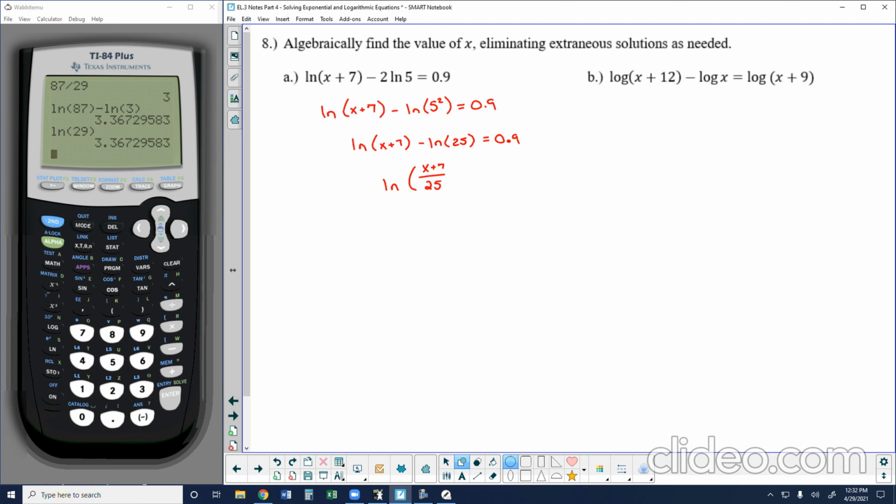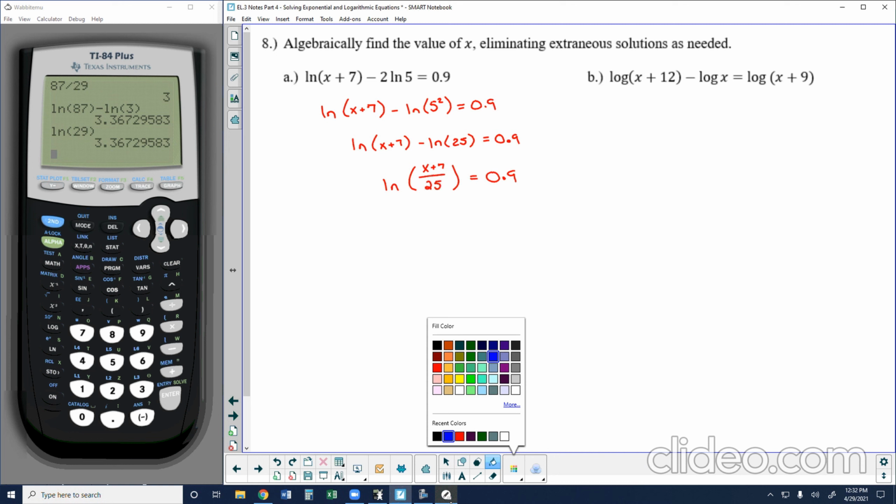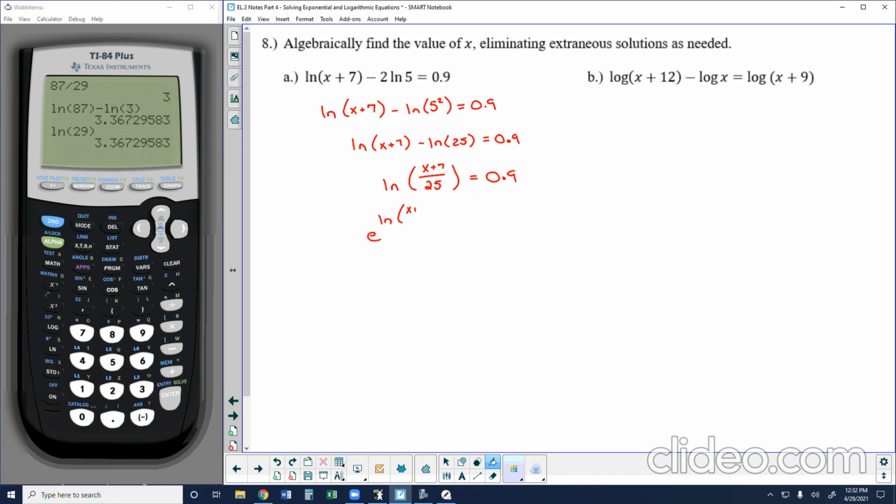by dividing their inputs. And now I'm at a place where I have created a single logarithm on the left side of the equation. If I can get rid of this logarithm, then I can work through the process of solving. So here, what I can do is use an exponential equation with the same base that my logarithm has, or base e, Euler's number.